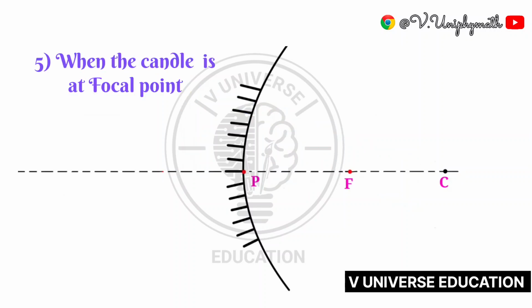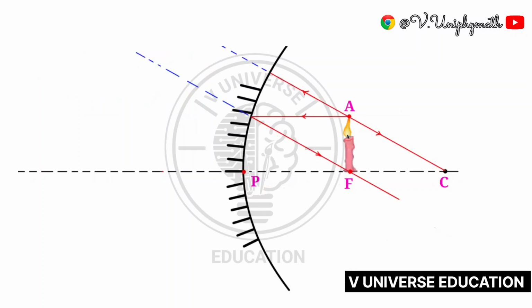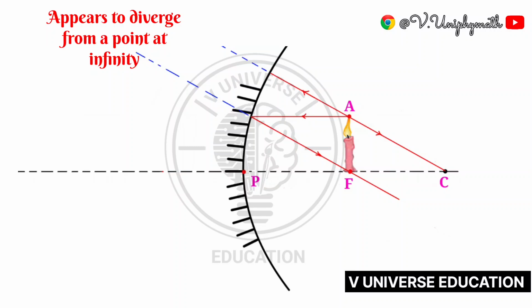When the candle is placed at the focal point of the concave mirror, the reflected rays become parallel to each other and do not meet. As a result, no image is formed. Instead of forming a real image, the reflected rays appear to diverge from a point at infinity.